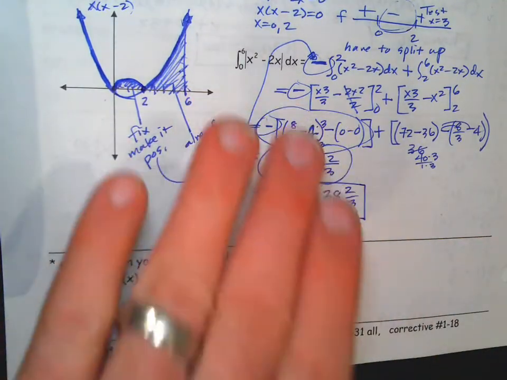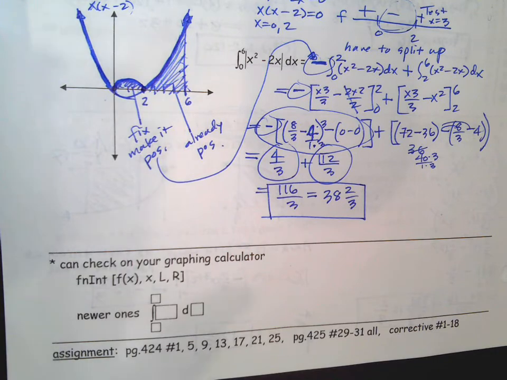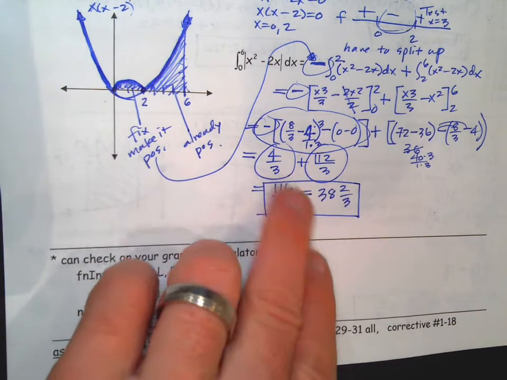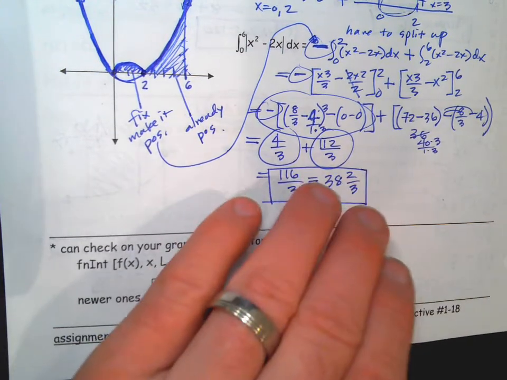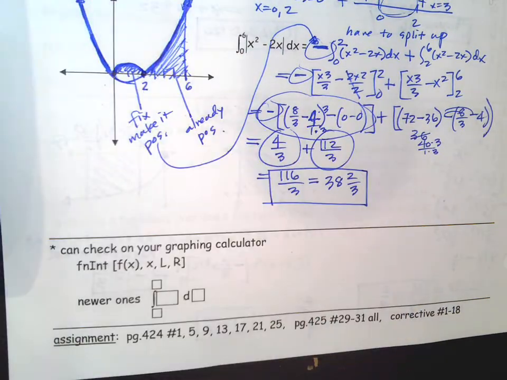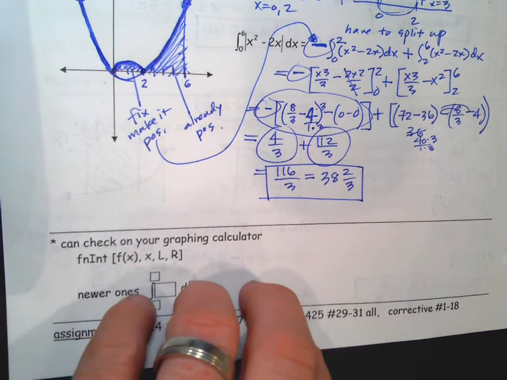If it's linear and they tell you use geometry, draw a picture and just use geometry. But most of the time, it's not going to be that easy. And this is the approach to take. Now, this approach would have worked on the earlier absolute value one with the line also. Now, here's something you can do.